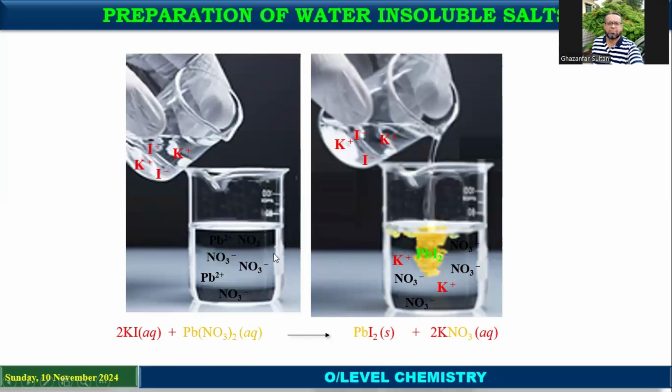Now, with this figure, you can understand that aqueous means they are in ionized form. If an ionic compound is in aqueous form, then they are in this way. Next, yellow PPT.